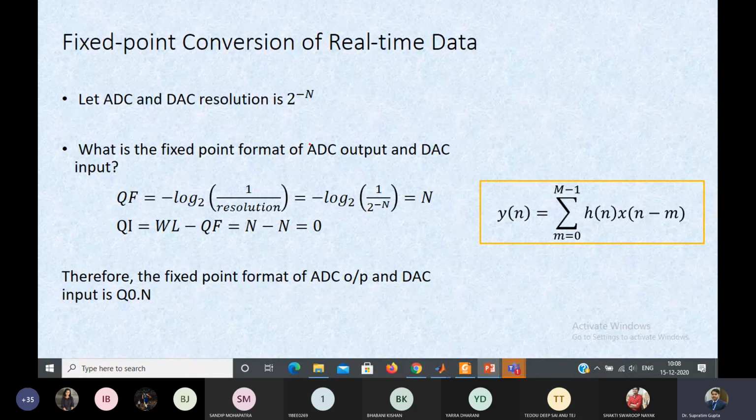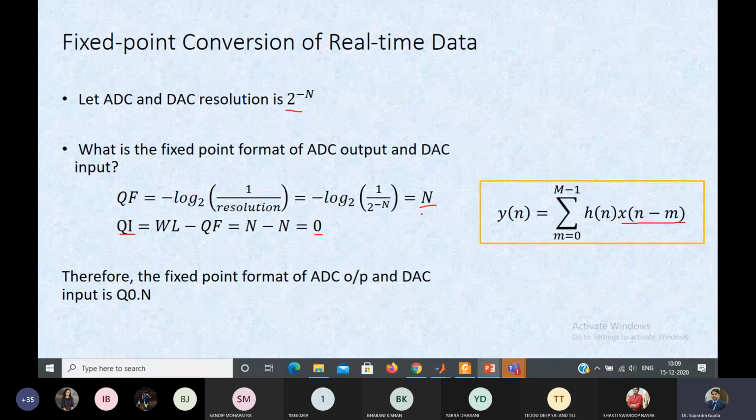Now we have the ADC and DAC. Resolution is 2 to the power minus n. So what is the fixed point format for ADC output and DAC input? That is one question, because we also have this xn term which will come out of this ADC. And we have found that this QF is minus log 2 of 1 upon resolution. If the resolution of the ADC is 2 to the power minus n, for an 8 bit ADC, it will be 8, right? And so QF will be n, and since it is an n bit ADC, it is representing the data with n bits. So word length is n, and so the QI is n minus n, that means 0.